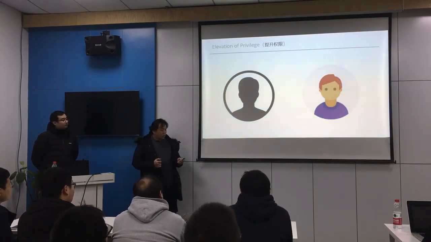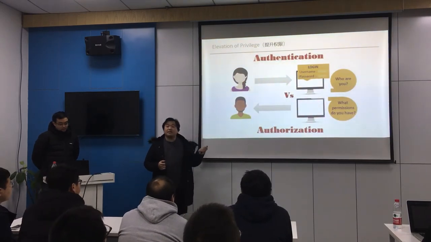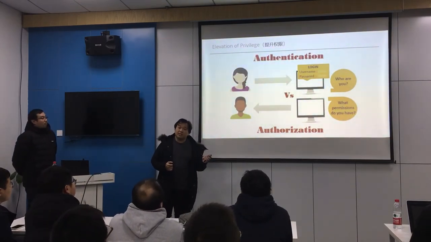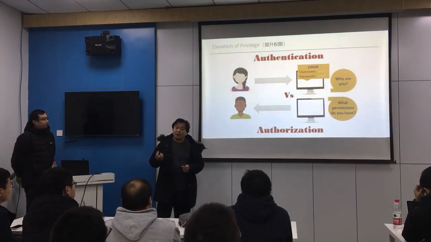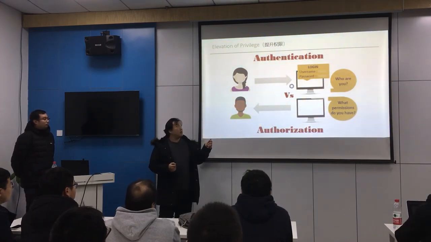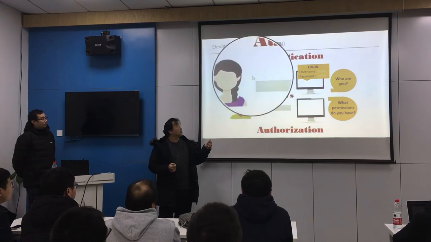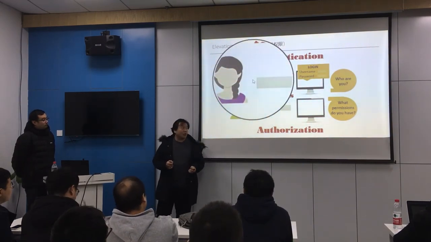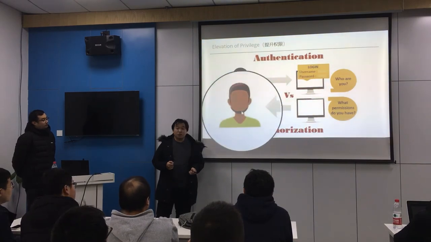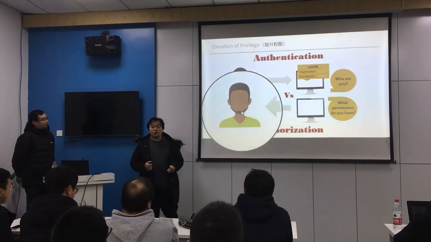Now, I want to emphasize this too, because the elevation of privilege attack actually tries to attack both of these. You elevate your privilege either by faking your ID, by pretending to be someone else, by attacking authentication, or trying to attack authorization, by trying to get more permission than you're supposed to.